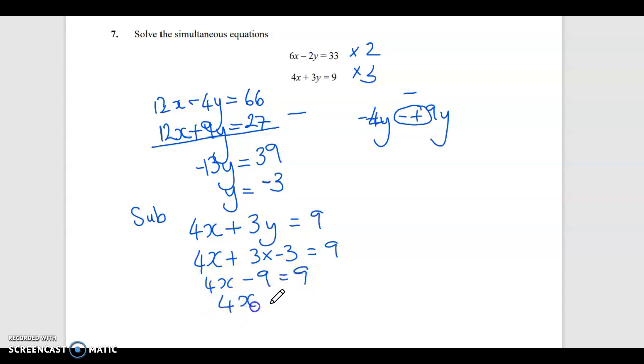And then I'm going to plus 9 to both sides, end up with 18, and then I'm going to divide, so 18 over 4, which you can cancel down to 9 over 2, which as a decimal, if you want to write it, is 4.5. Okay, and they're your two values for x and y.